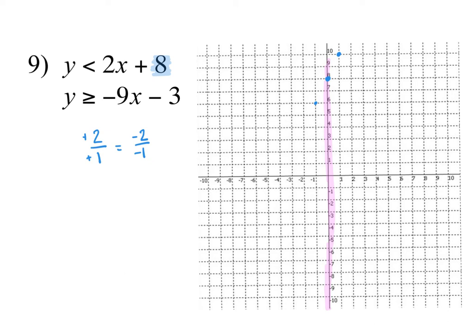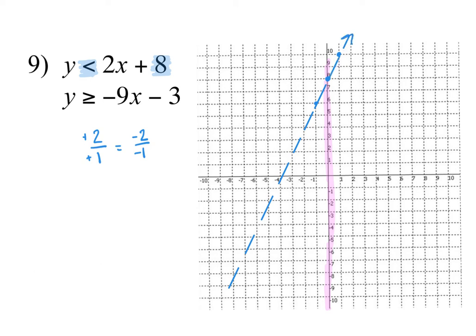Now, with these, that's a little different than regular graphing. I have to decide if I'm going to make this a solid line or a dashed line. The way I decide that is I'm going to look right here. If it is just a greater than or a less than, I'm going to dash it. If it is an or equal to, I'm going to make it solid. So this is just a less than, so I am going to make this dashed right here.